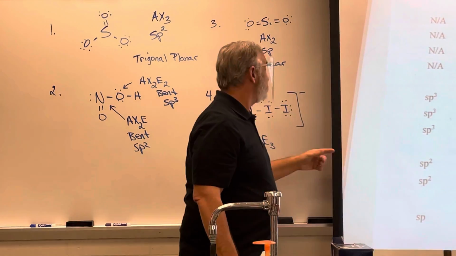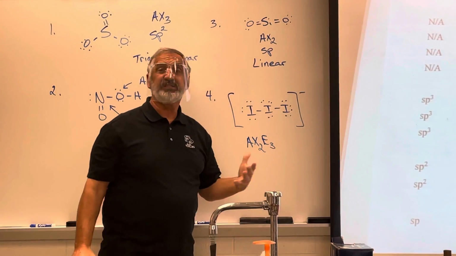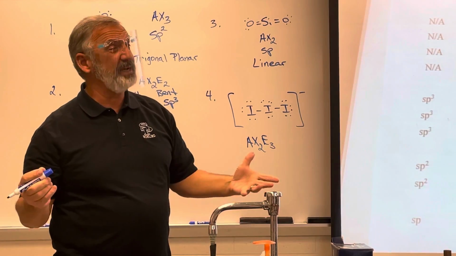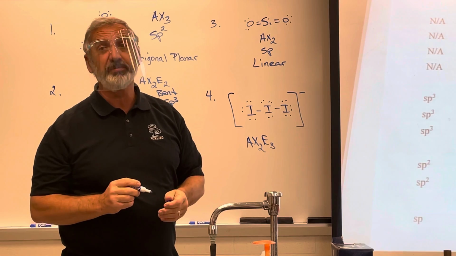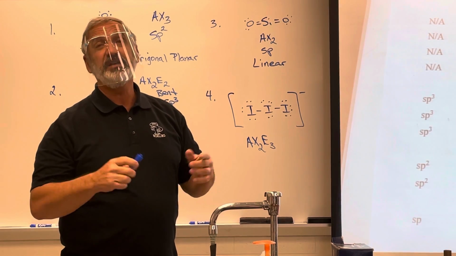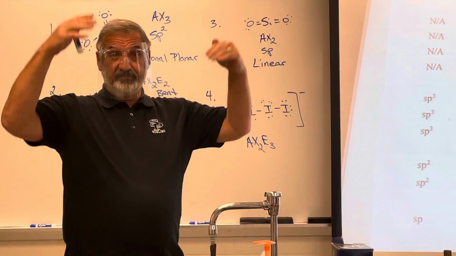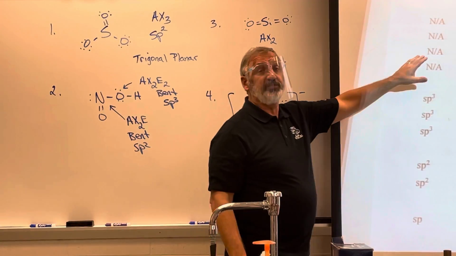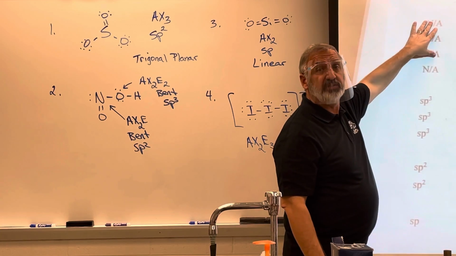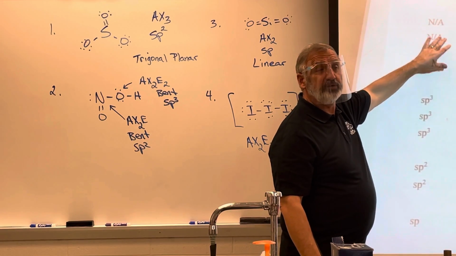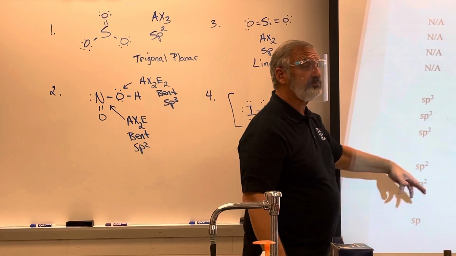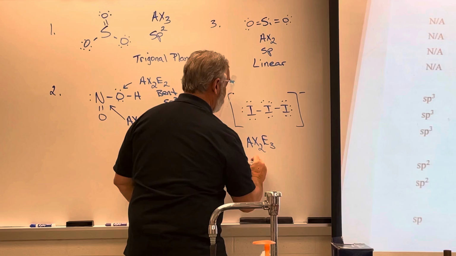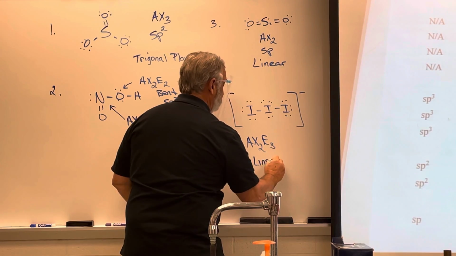This is an expanded octet. They used to think that d orbitals were involved, but in the past 10 years research has shown that the d orbitals aren't involved, and the bonding is way more complicated than what we need to know. So we don't have any hybridization for anything that's an expanded octet. Only for things that obey the octet rule. Then we just look at the shape. The shape is going to be linear.